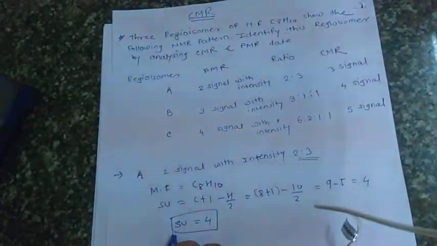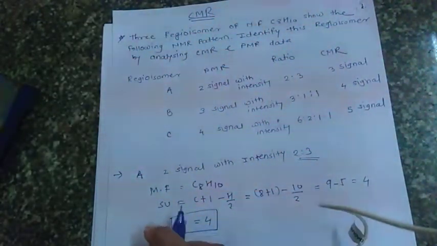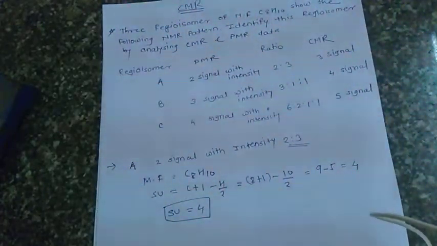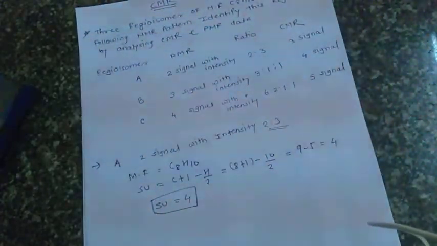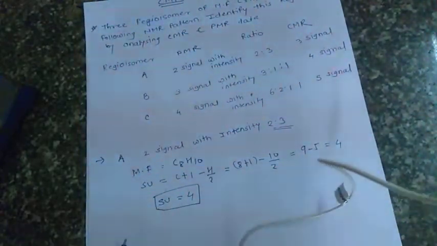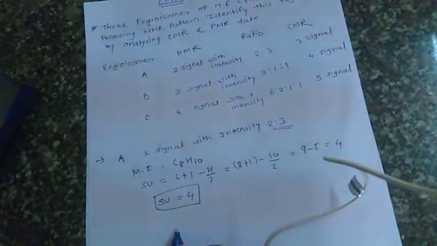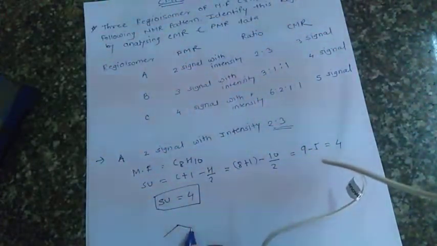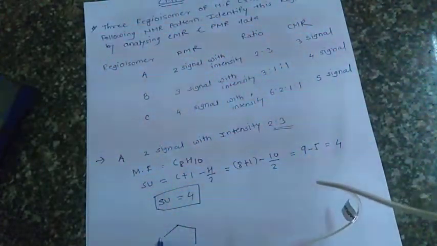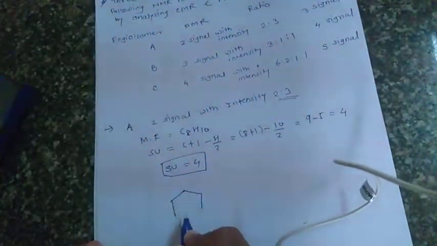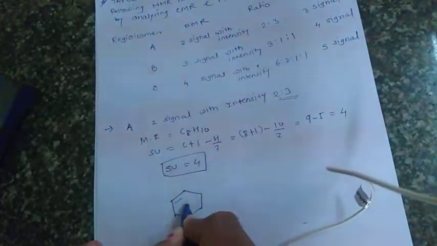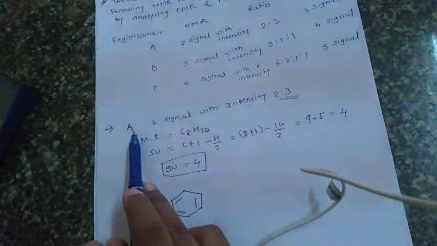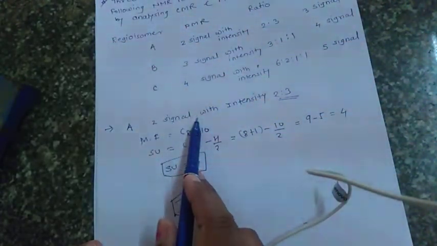You know very well, if the sites of unsaturation are more than 2, that time it always contains what? The aromatic ring. That means here we consider that this molecule must be aromatic or contain a benzene ring, like this.